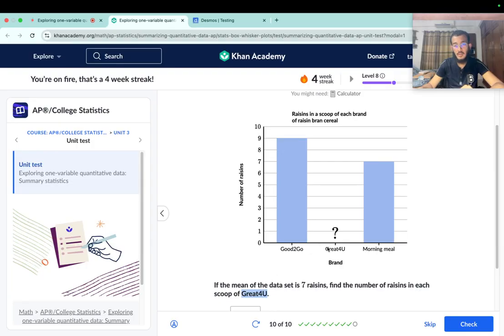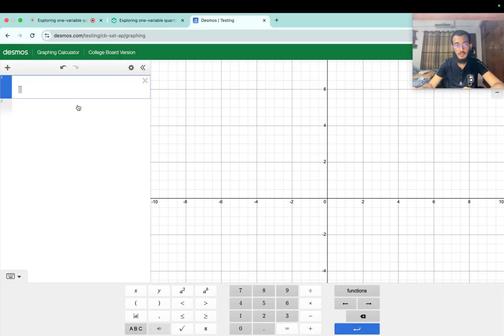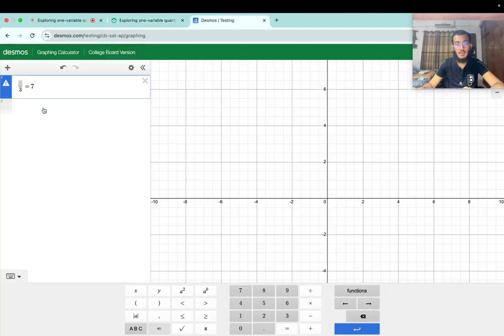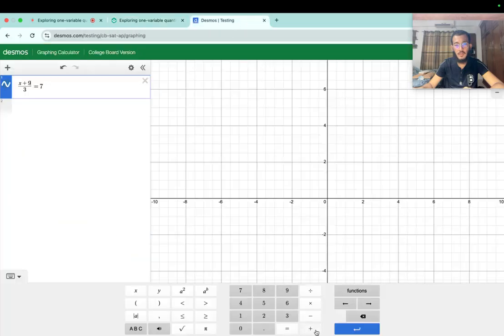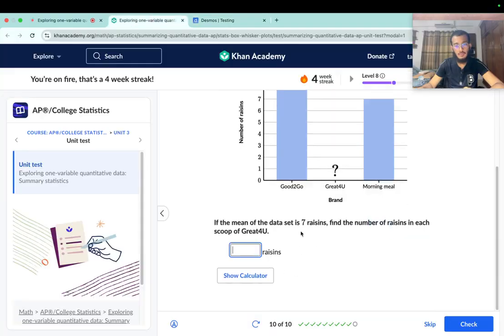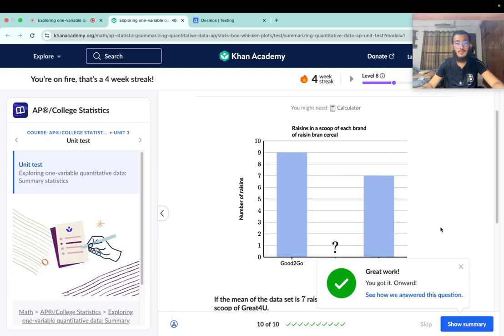So we have three types of data, so we divide by three, and we know that the mean is equal to 7, so we can equate that to 7. We take the unknown number of raisins in Great for You as x, plus we know that we have 9 for this one, 7 for this one. So we can find the unknown from here, which is 5. So it must be 5. And that's it. That is the end for our unit test.